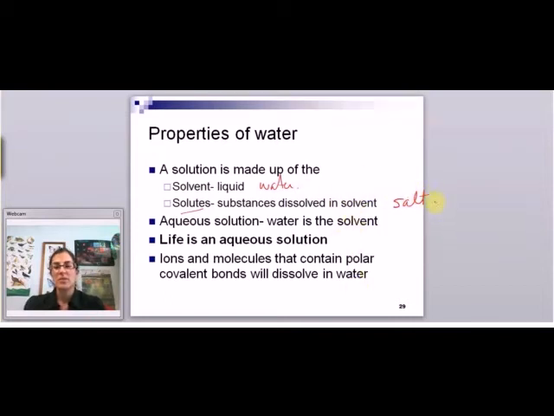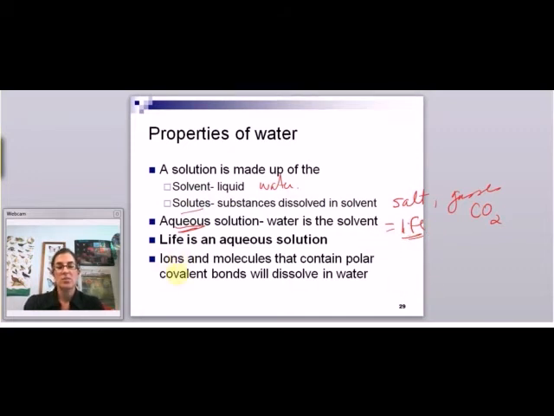Solutes don't have to be solid. You could have gases. If you think about soda, soda actually has CO2, carbon dioxide gas, dissolved into it. And it starts to come out of solution, or stop being dissolved, as it fizzes out of your soda. An aqueous solution just means that the solvent is water. And so again, for biology, we're pretty much always dealing with aqueous solutions.